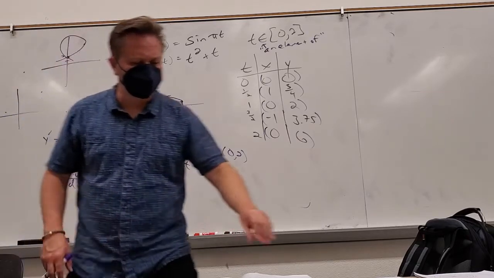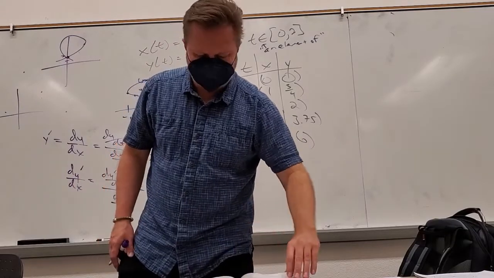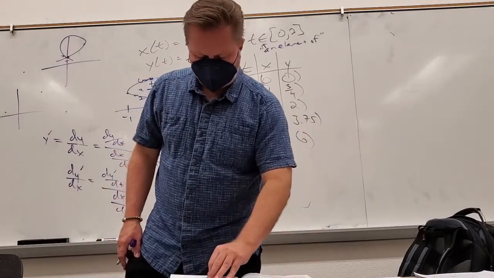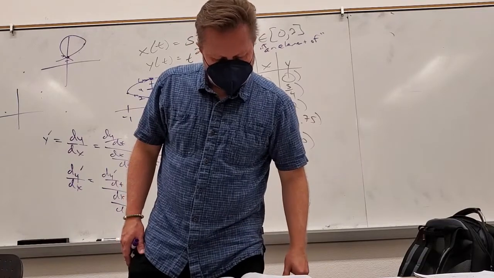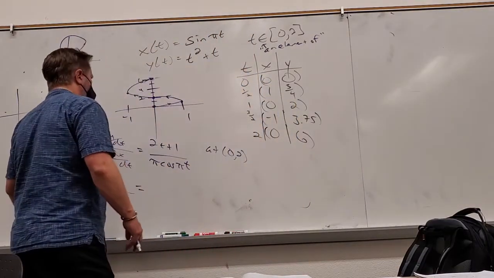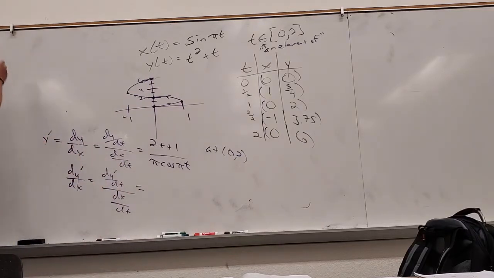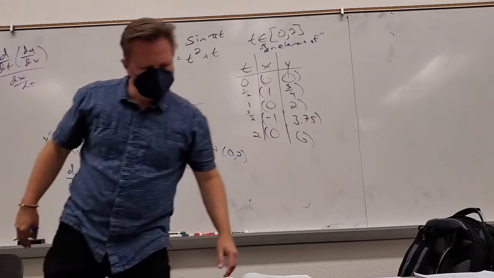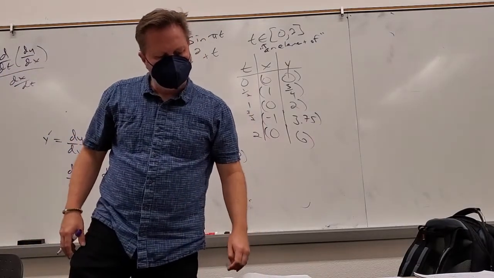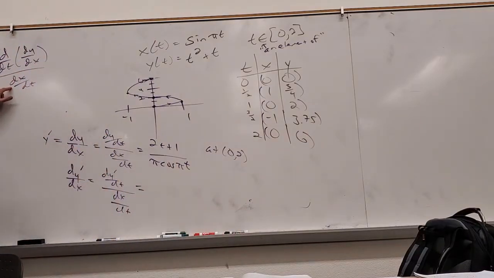Let me show you what the book's got written, and I'll show you it's the same thing I've got written. So here's what they have written exactly, and it's exactly what I have written. This is page 650. What is dy dx? Isn't that y prime? Yeah. Okay.